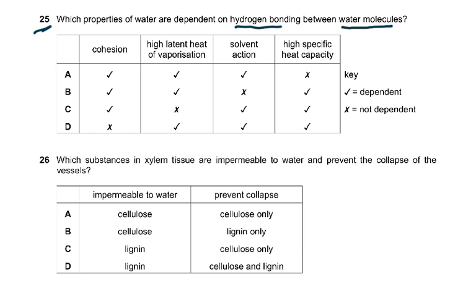So cohesion had to be there. And then high latent heat of vaporization is because in order to break the bonds, it needs heat. Solvent action is because of the polar molecules making hydrogen bonds with the hydrogen and the oxygen. So that is not going to be there. So 25, that's why is B, because solvent action is not dependent on the hydrogen bonding between water molecules.